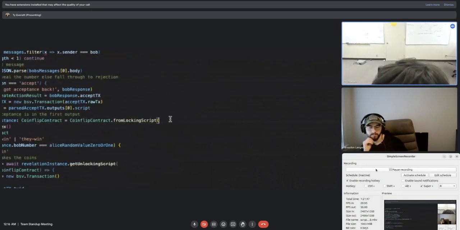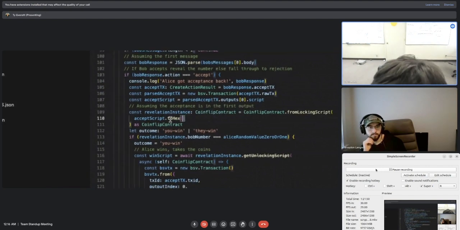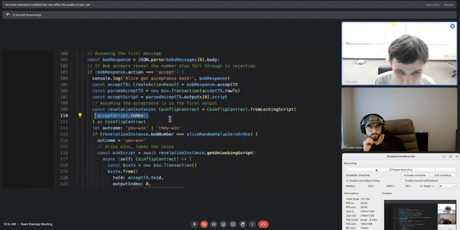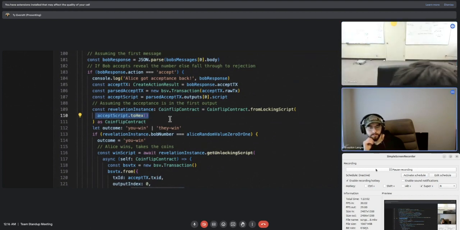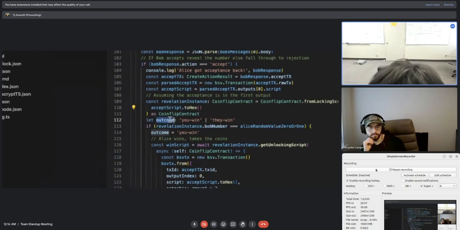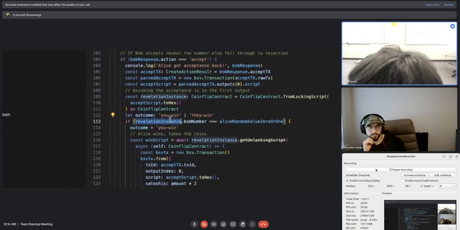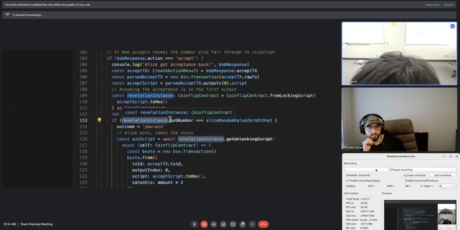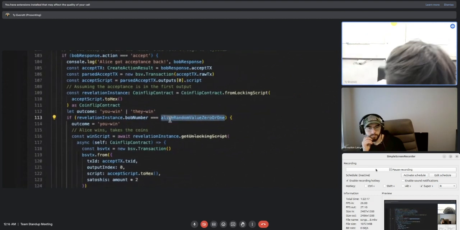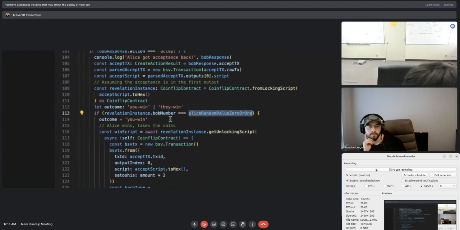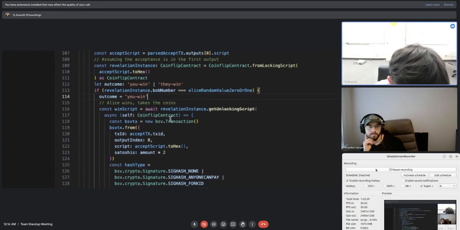You can create a contract instance from the unlocking script. We say, here's the script that we pulled out of the transaction that he sent back. That would throw an error if it was not a valid one of this contract. Then we make an action, so we can look at Bob's number that he revealed. If Bob's number is Alice's number, which she picked at the beginning of this function from her perspective, then Alice wins and can take the coins.